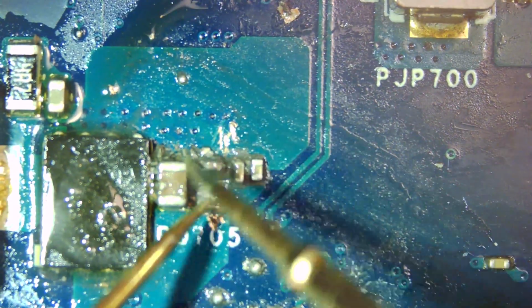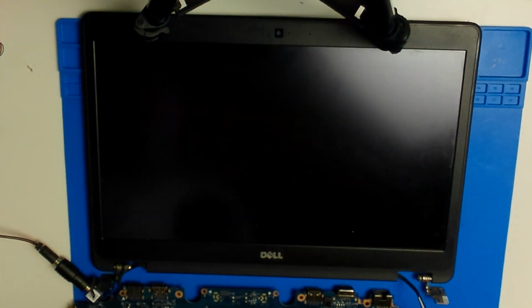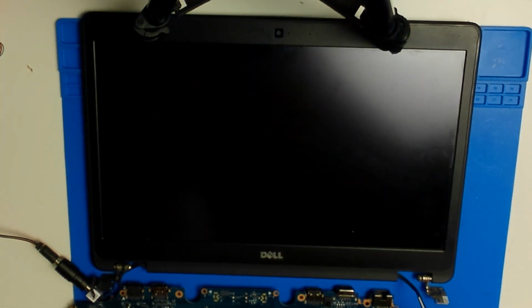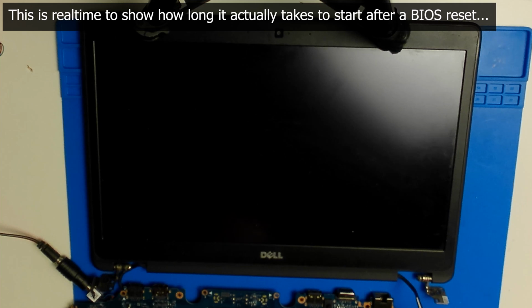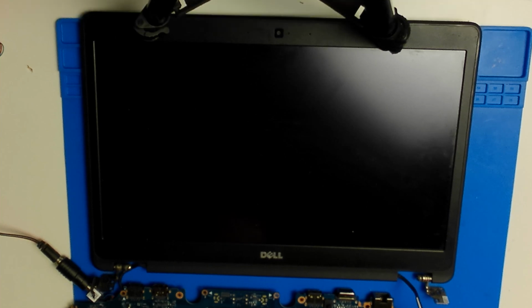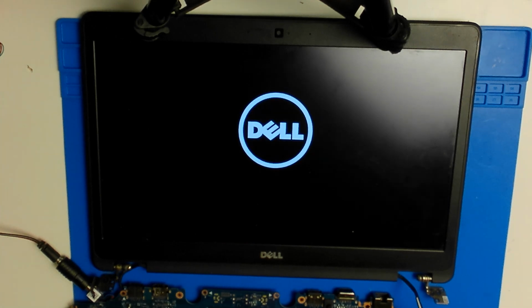And the short is gone. So here I connected the display, stuck in some memory, connected my bench power supply at 19 volts. Now let's press the power button. It could take a while because we reset the BIOS. Let's hope for the best. And the laptop is working again.